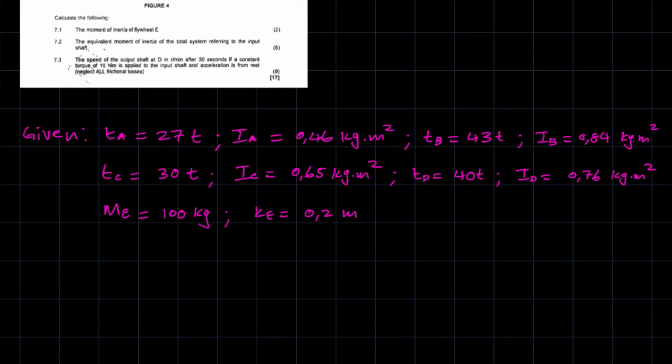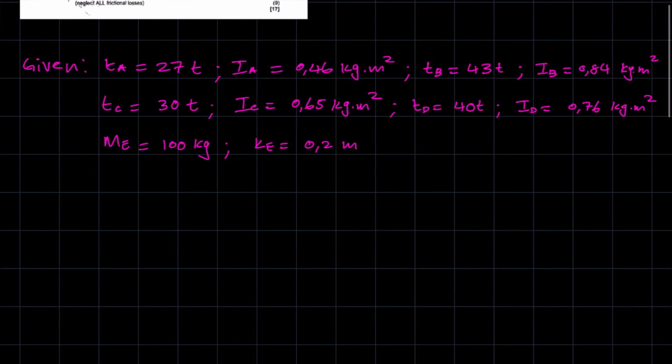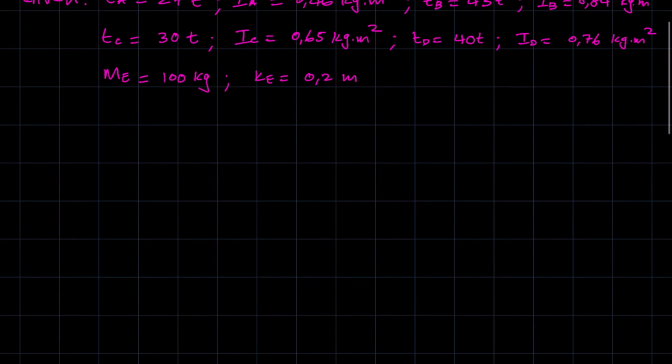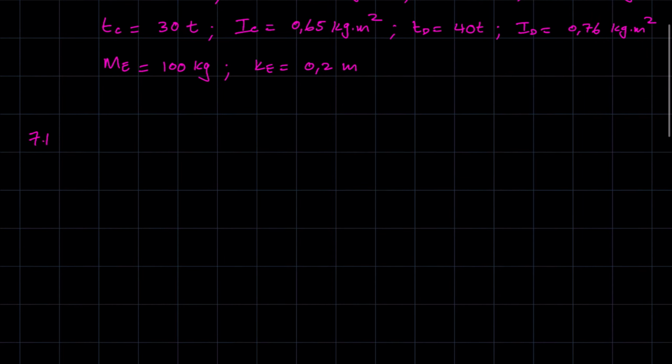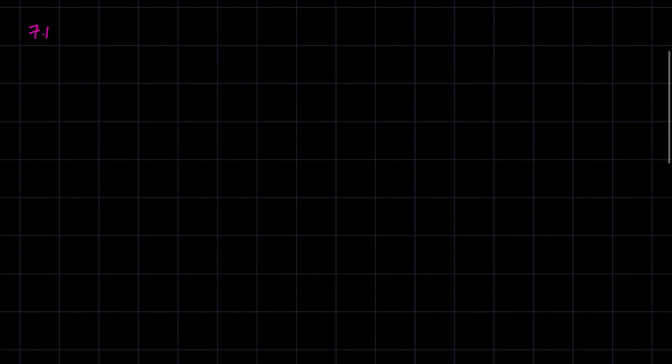7.1, the moment of inertia of the flywheel. We have all the necessary information to get the moment of inertia for the flywheel. Seeing that the flywheel has been labeled as E, we're going to call this capital I_E, to differentiate between the equivalent moment of inertia and the moment of inertia of the flywheel. As we know, moment of inertia is mass times radius of gyration squared.